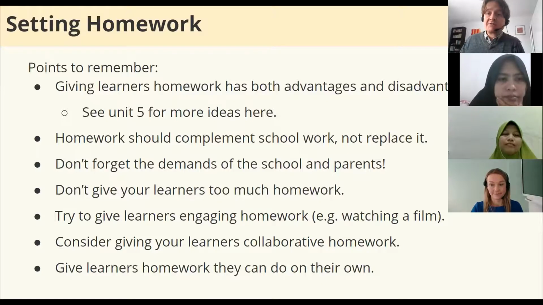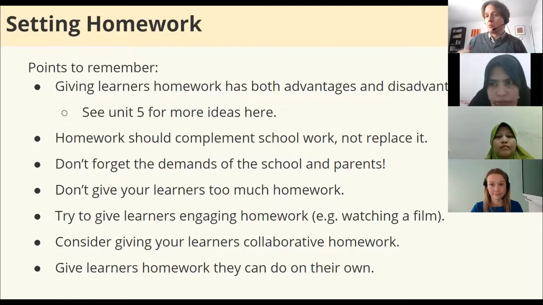Think about giving learners collaborative homework, like you've got the WhatsApp group and you've been chatting together. That could be a great homework, putting them in groups and they discuss things together. Again, it's technology, but they could meet perhaps after school and speak in English. That's another way they could collaborate or design something together.